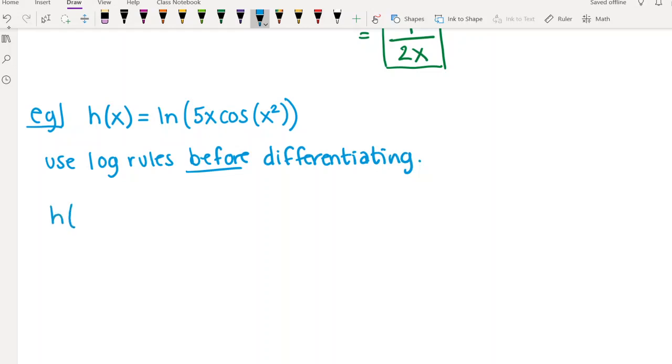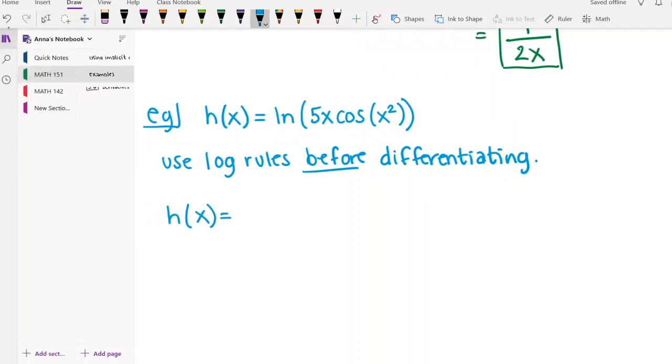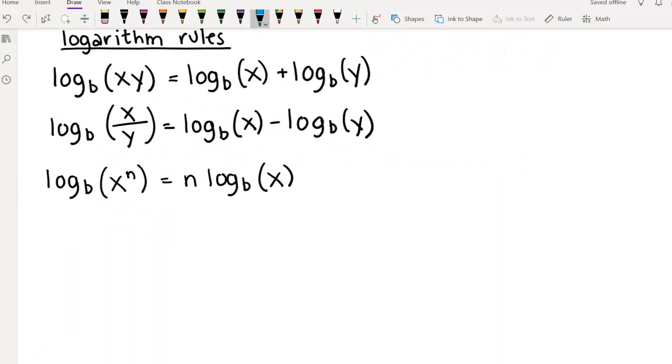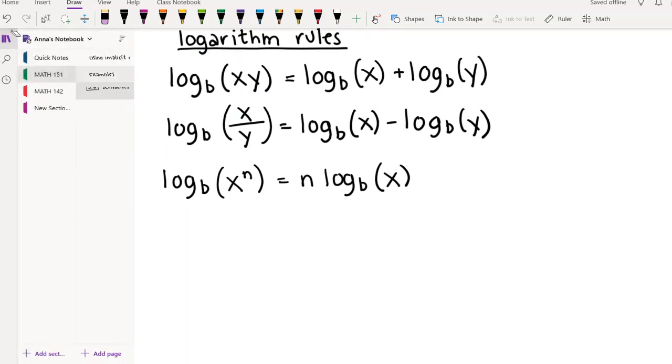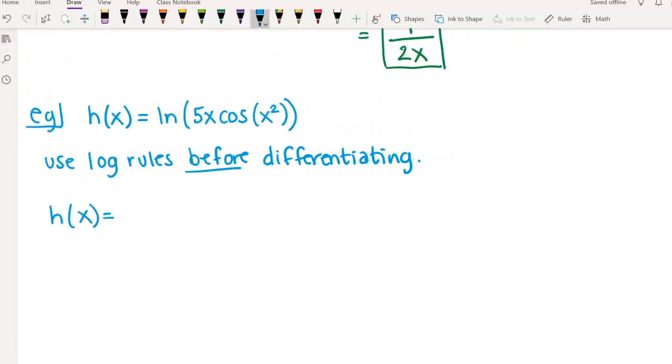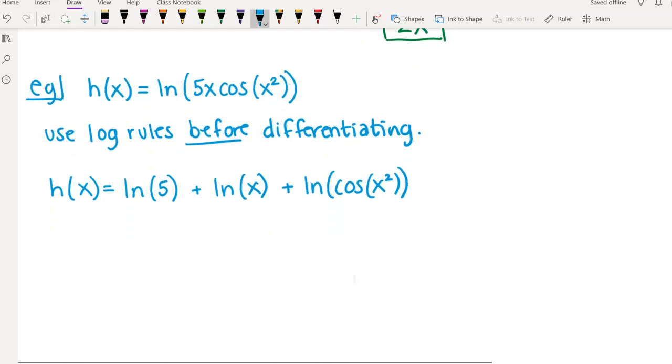So let me just go back to that list of logarithm rules to remind you. If you're taking a logarithm of a product of two things, you're allowed to split it up as addition. And in this case, we're taking a product of actually three things, right? We have 5 times x times cosine of x squared. And so we can split this into 3 parts. So we have ln of 5, we have ln of x, and we have ln of cosine of x squared.